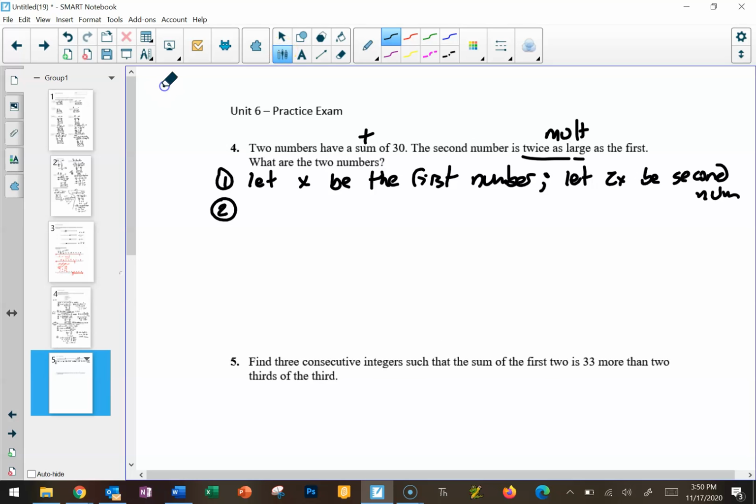Get back in space there. Sorry, if the second number is twice as large as the first one, well, if the first one's x, twice as big as x would be 2x. So I think it's just a simpler way of writing it. All right, so let's set our equation.